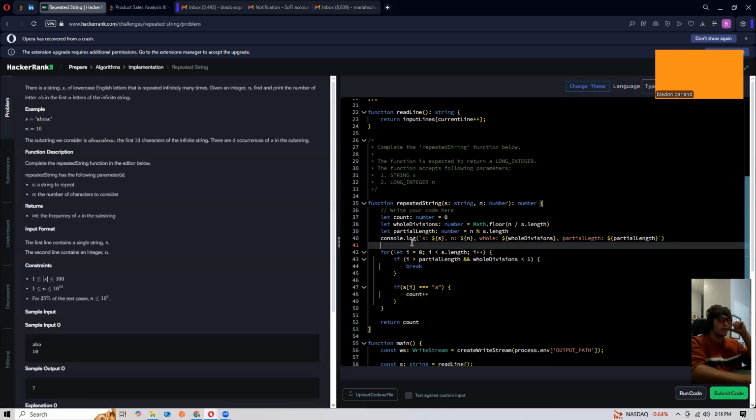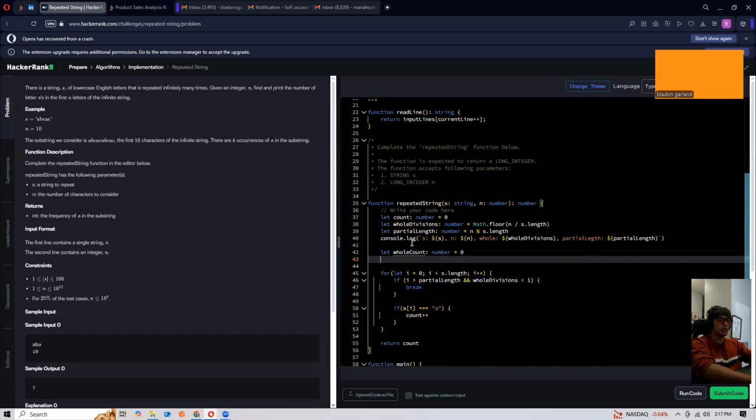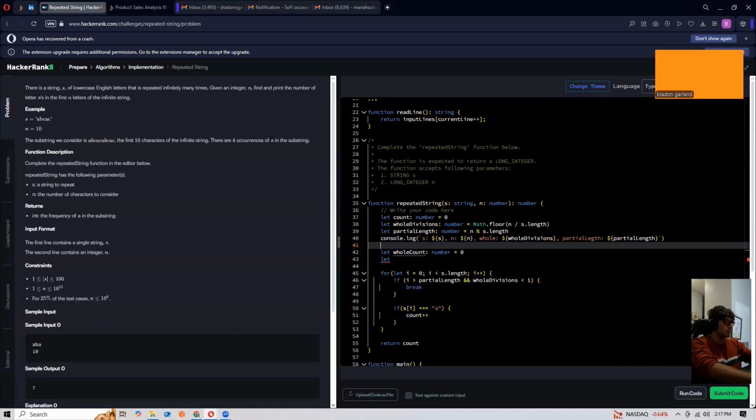Oh boy. Okay, so we would run into scaling issues if we do it the way I'm suggesting. What we really need to do is keep count of two different measurements: the amount of A's in the entire string and the amount of A's in the partial string. So let whole count be 0. Let... Is there... I'm going to ask ChatGPT. I wonder if there's an easy way to count letters in JS. Probably regex patterns, honestly.